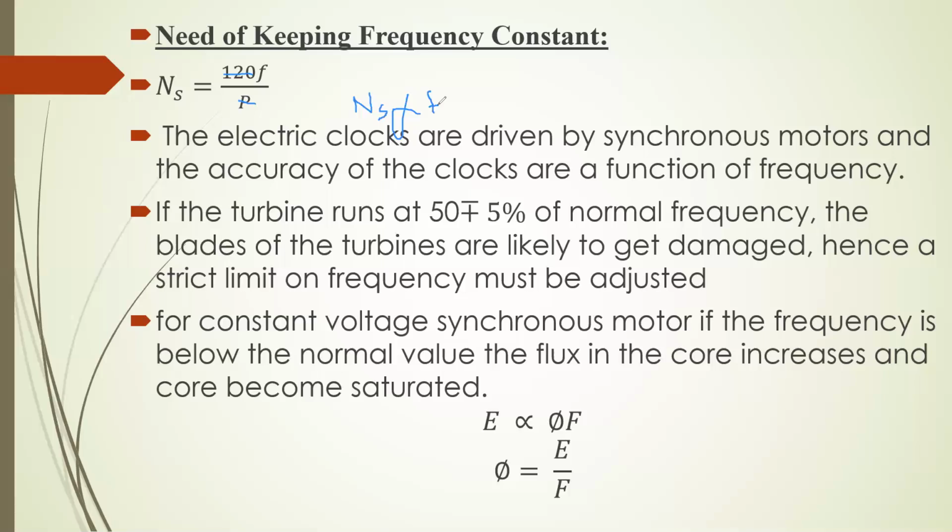So according to the frequency, the number of seconds will vary in this example, the electric clock. If the frequency increases, speed also will increase. So instead of 60 seconds in 1 minute, it may show only 55 seconds, which will not be acceptable because it may affect the number of hours in a day.